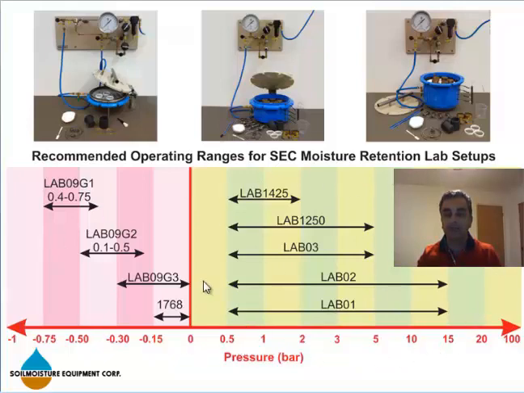Here you have the pressure method and here you have the vacuum method. In pressure method you have lab 1, which is this guy, lab 2, which is this guy, and lab 3, and lab 1250 and lab 1425 that I'm going to show you the pictures of in the next slide. But our major lab equipment are these three guys, lab 1, lab 2, and lab 3. As you can see, lab 1 and lab 2 have the same pressure application range.